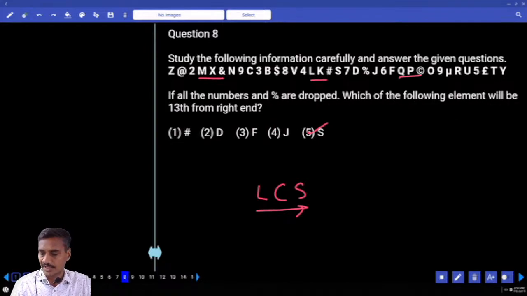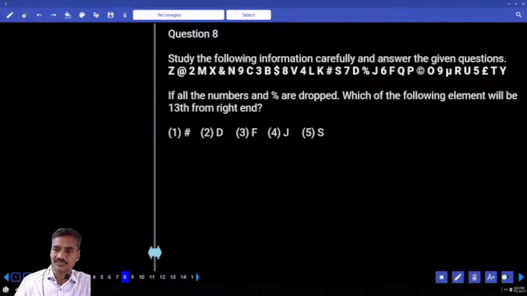And 8th one, if all the numbers and a percentage are dropped, which of the following will be 13th from the right? 13th from the right without the numbers and a percentage. Then 1, 2, 3, 4, 5 and 6, 7, 8, isn't it? 9, 10, 11, 12 and 13. 13th one, what is that element? D. Now D, that is given in choice to question number 8.